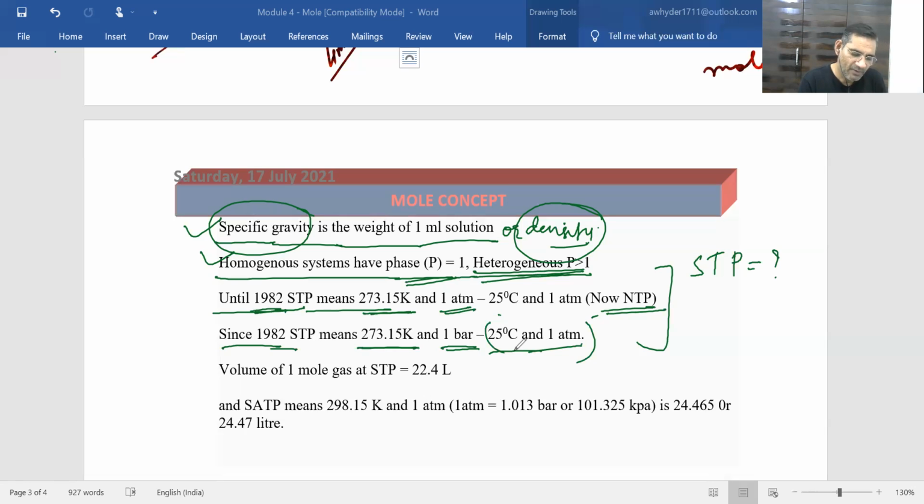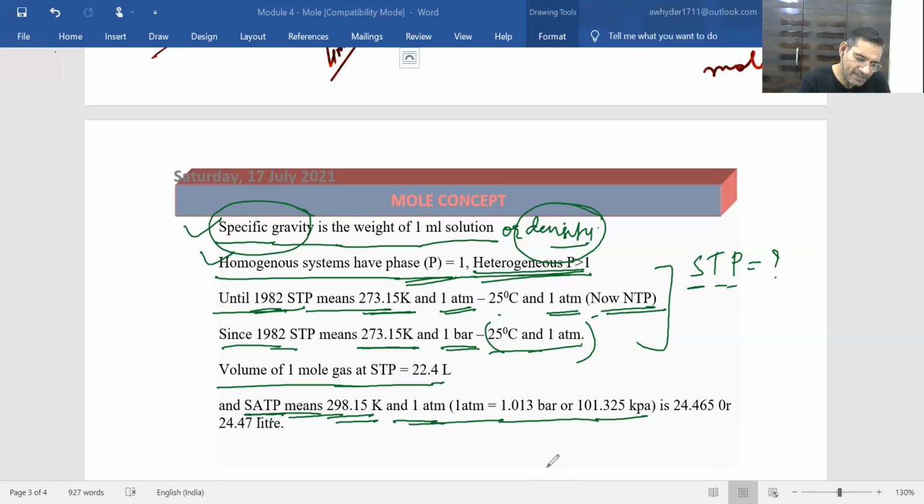Fine, so remember this. Volume of 1 mole of gas at STP is 22.4 liter. Now, what is the meaning of SATP? SATP is 25 degrees centigrade, that is 298.15 Kelvin, and 1 atm, standard ambient temperature pressure. What STP is? Standard temperature pressure. What SATP is? Standard ambient temperature pressure. So in SATP, temperature will be 298.15 Kelvin, that is 25 degrees centigrade, and 1 atm, that is 1.013 bar or 101.325 kilopascal. So you should know what the meaning of 1 atm is.